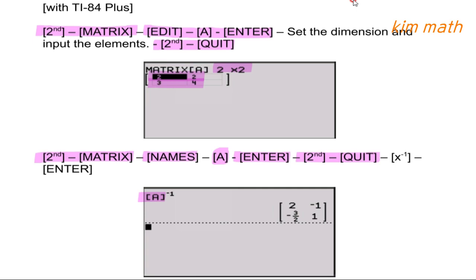Now it's time to add the inverse symbol, which is a small -1. I hope you can find this button directly, then hit enter. So after you add this one, you will see the result of an inverse matrix.